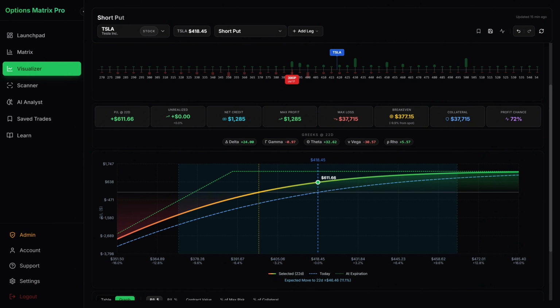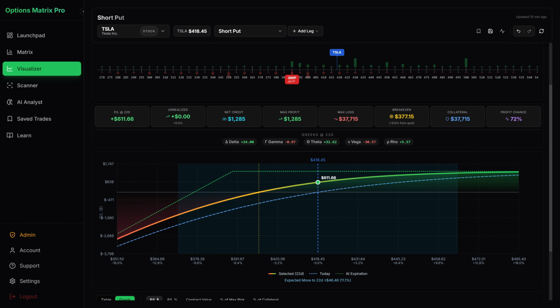Next is the key numbers. So we've got these tiles here. They include things like your estimated profit and loss, your net credit debit, max profit, max loss, break even, collateral, probability of profit, all of that. So quite useful to be able to understand the numbers at a glance.